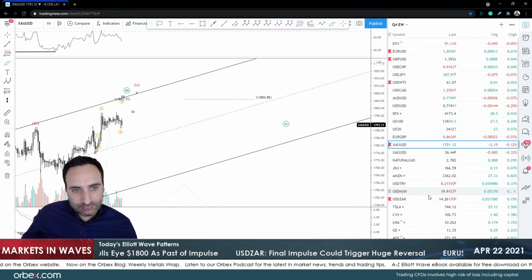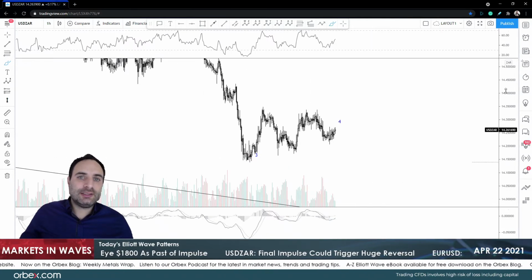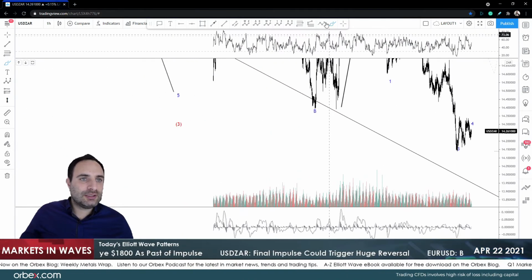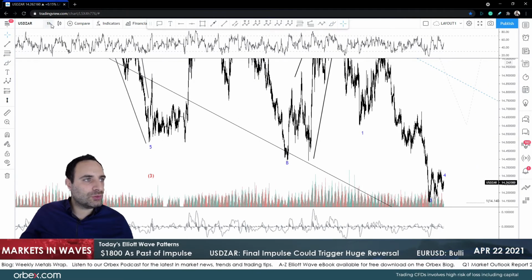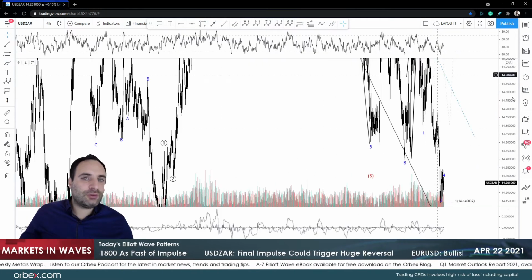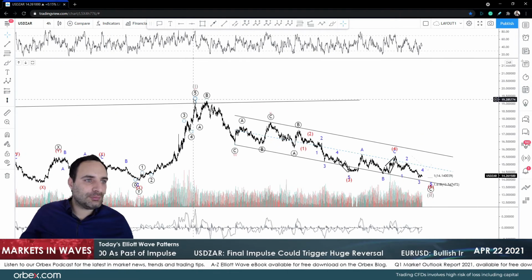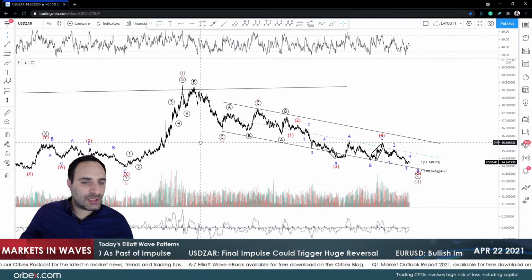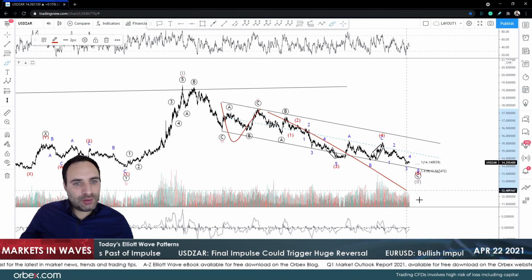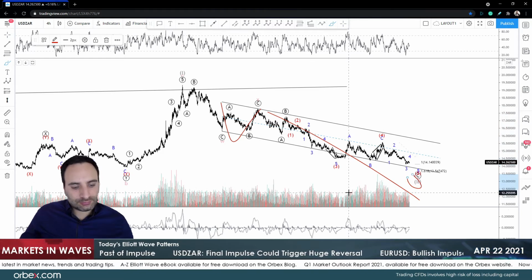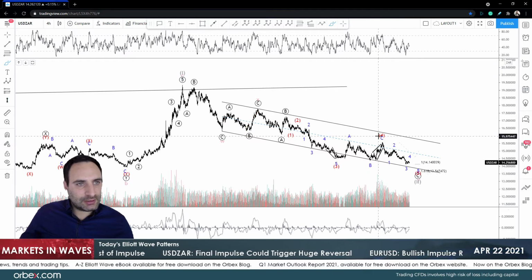Okay? And dollar against the South African rand. Guys, for this, I think I might need to go a bit further out just to show you. We haven't looked at it for a while. We've been correcting since April last year, for over a year now. And I was expecting that W, X, and Y to end, and I was looking at, obviously, around the 13 back then.